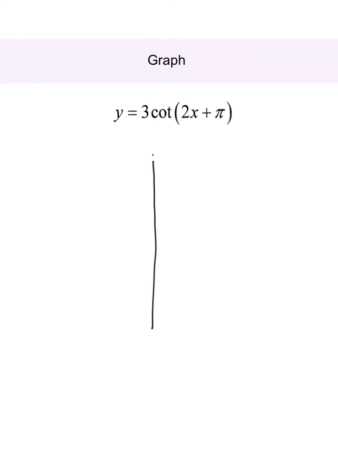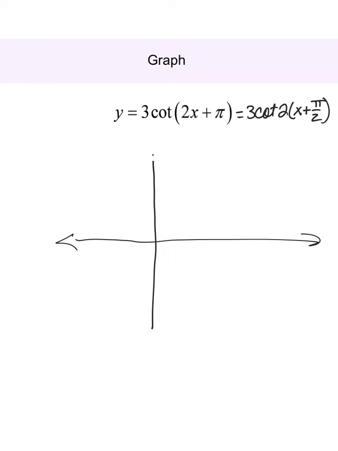And then I have to identify what A, B, C, and D are. So I need to factor out the B, so this is equal to 3 cotangent, factor out the 2, x plus pi over 2. So in this case, A is 3, B is 2, C is pi over 2, and D is 0. Now I've got to figure out where to graph.